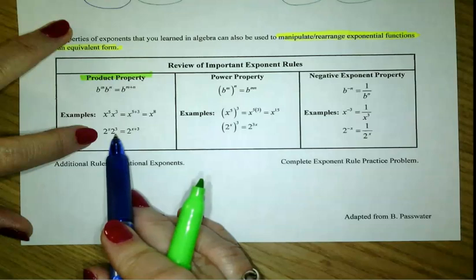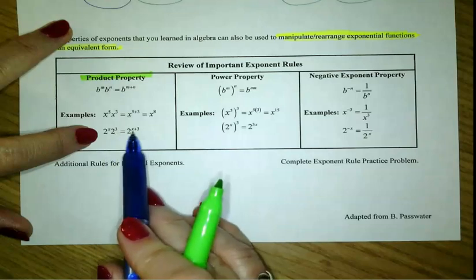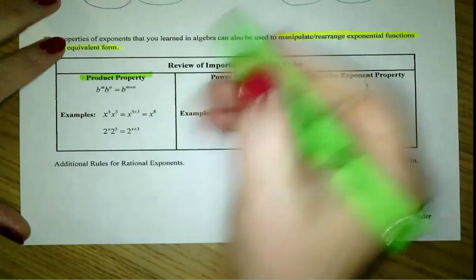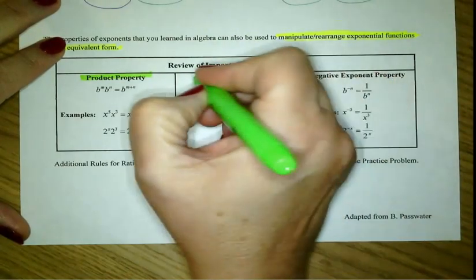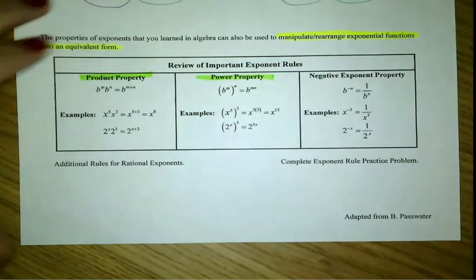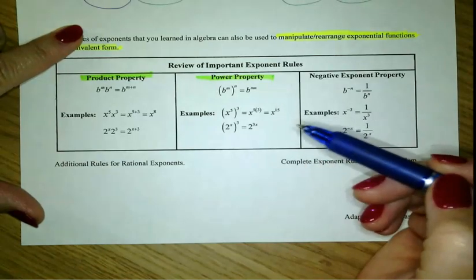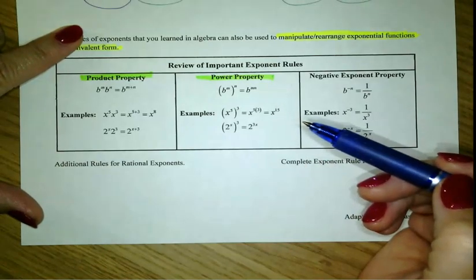So multiplying common base of 2, I can add the exponents and I get x plus 3. So that's the product property. The power property is where we have some base with a power raised to another power. Sometimes you hear this referred to as the power to power property.